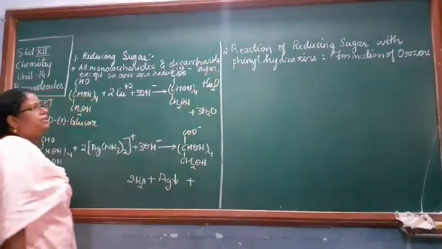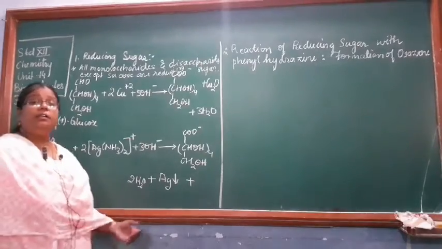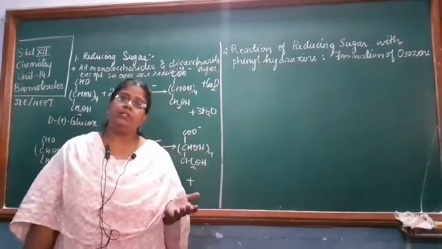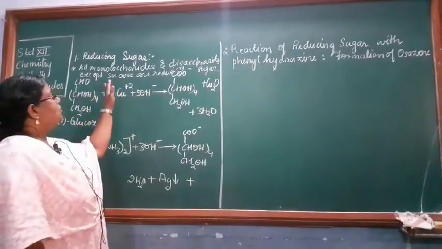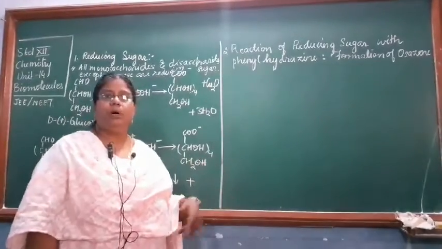ठीक है. तो ये बात याद रखना कि सारे जो मोनोसैकेराइड्स एंड डाइसैकेराइड्स हैं, they are reducing sugars. That means they will reduce the Fehling solution and the Tollens reagent. ठीक है. Only sucrose will not do that. Okay. So why it doesn't do, we will study when we learn about sucrose.